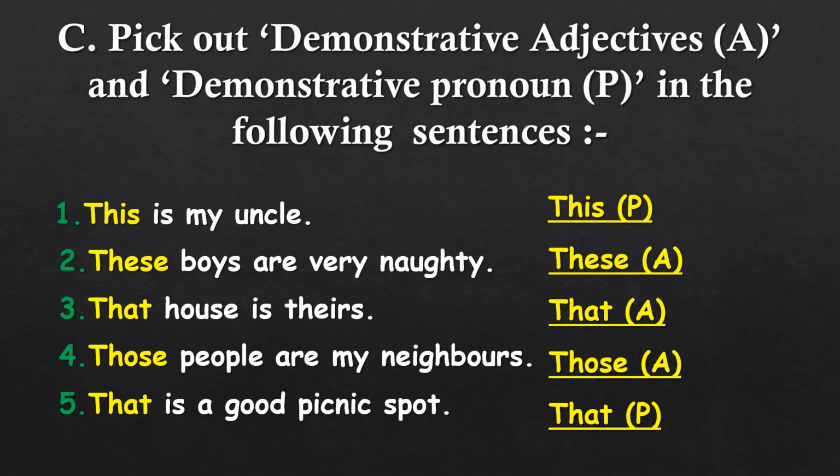In the second sentence, these boys are very naughty. These is used just before the noun. These boys. Boys is a noun in this sentence and these is just before it. So it is a demonstrative adjective. So we will write these as a demonstrative adjective.